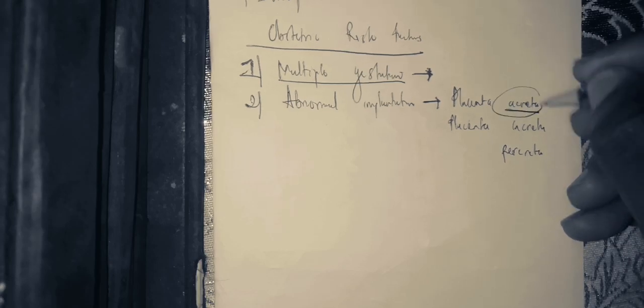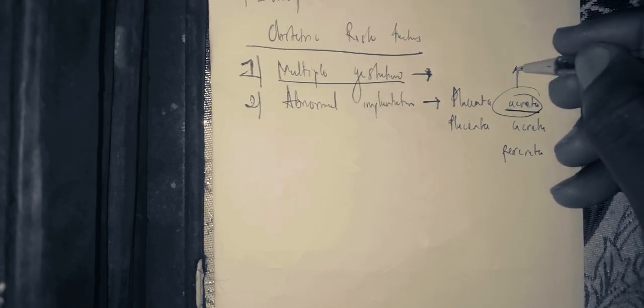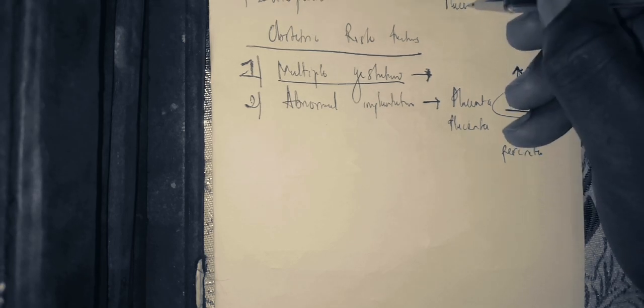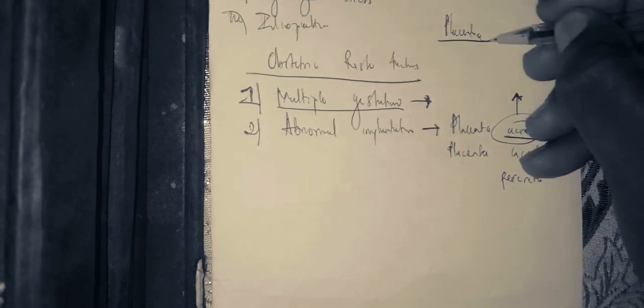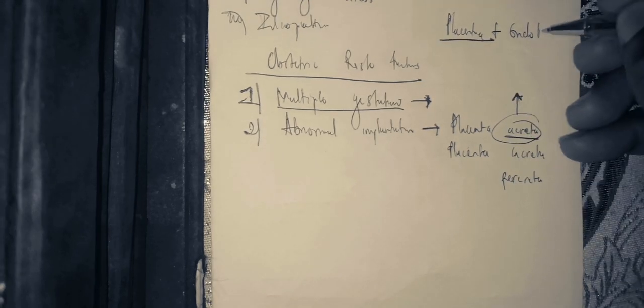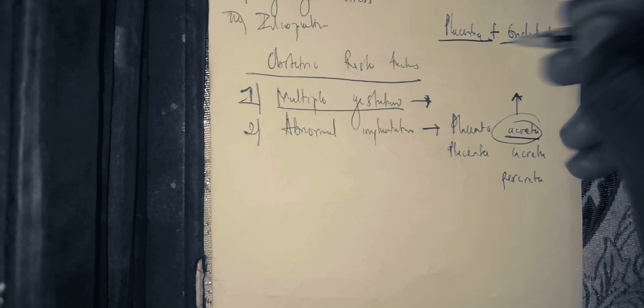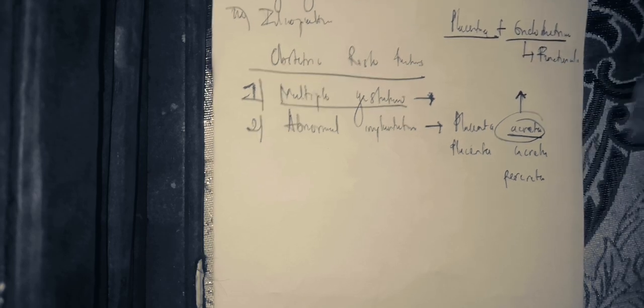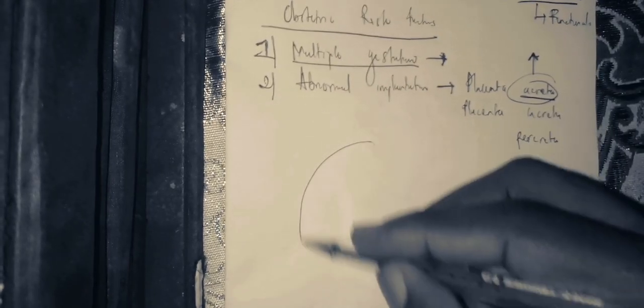So let's define placenta accreta. Placenta accreta is the abnormal implantation of the placenta. Normally, the placenta has to implant up to the endometrium. Which part of the endometrium is it supposed to implant up to? The endometrium functionalis. Is it clear? You need to know that we have the uterus.